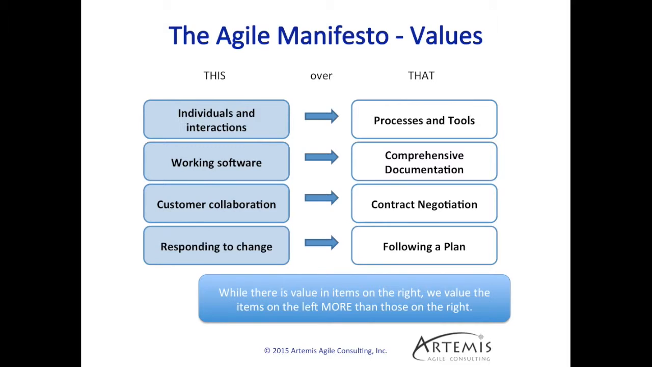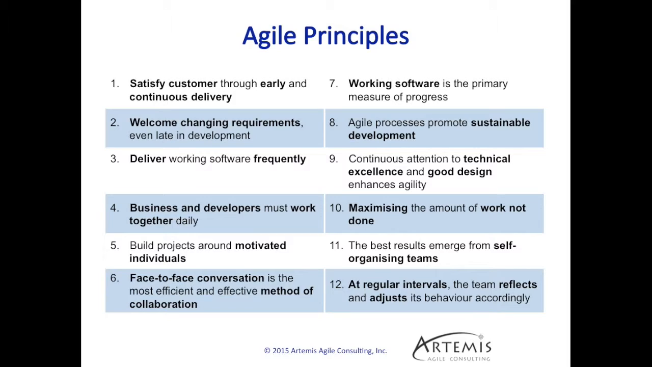Comprehensive documentation is nice, but if I comprehensively document a product that doesn't exist, then the documentation doesn't have much value. So really what matters is the working software that we're developing. So again, we value the items on the left more than the right, but there is value in the items on the right. There are also 12 Agile principles that are part of the manifesto.